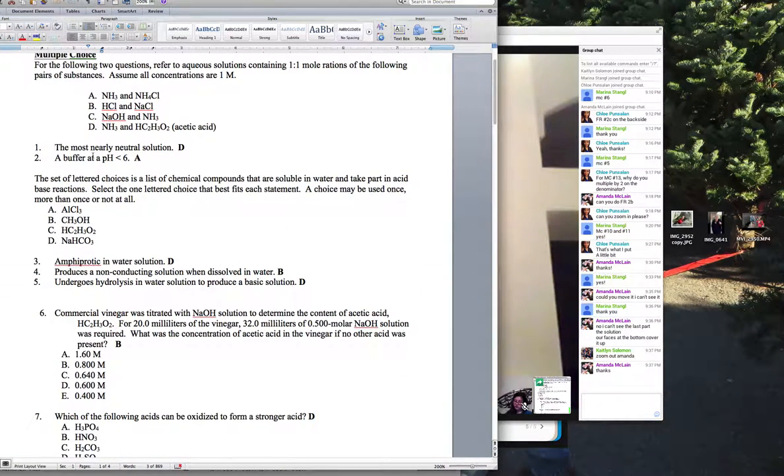If I could offer a piece of advice, see this right here, the buffer at a pH of less than 6, that question, number 2, there's going to be a couple questions like that on the multiple choice. So being able to recognize that your pair of solutions are a buffer, and then if it's a buffer, which way is the pH going to go? Is it going to be a weak acid and its conjugate base? That is going to be acidic. So it's going to be a buffer with a pH less than 7 or less than 6.